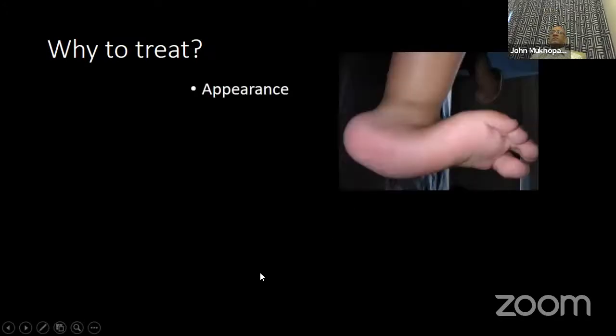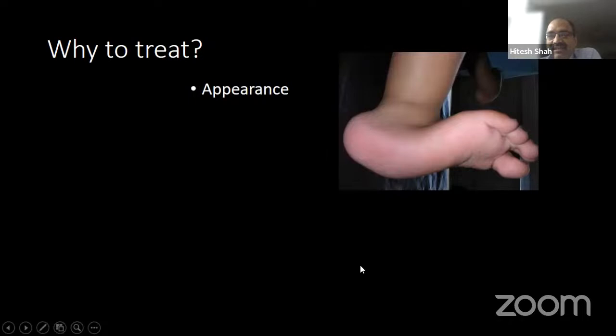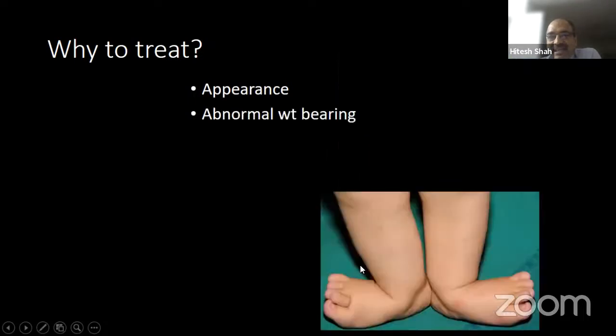What is pointing down? What is hitting the ground when these children walk? The head of the talus. The talus is hitting the ground. Finally. Is that a normal situation? No, sir. So what is very common is that appearance. The appearance will be there. It's cosmetic. It's not a healthy-looking or good-looking thing.